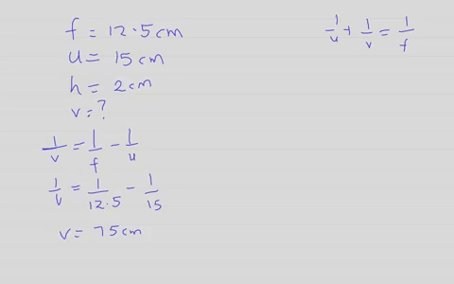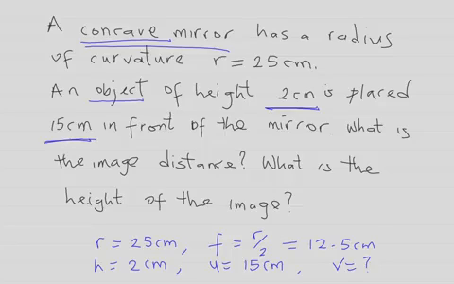Please take note, they must have the same unit. If we are dealing with height, the height of the image must have the same unit as the height of the object. Now we have answered the image distance, because the question says what is the image distance. So we've gotten that to be 75 centimeters.